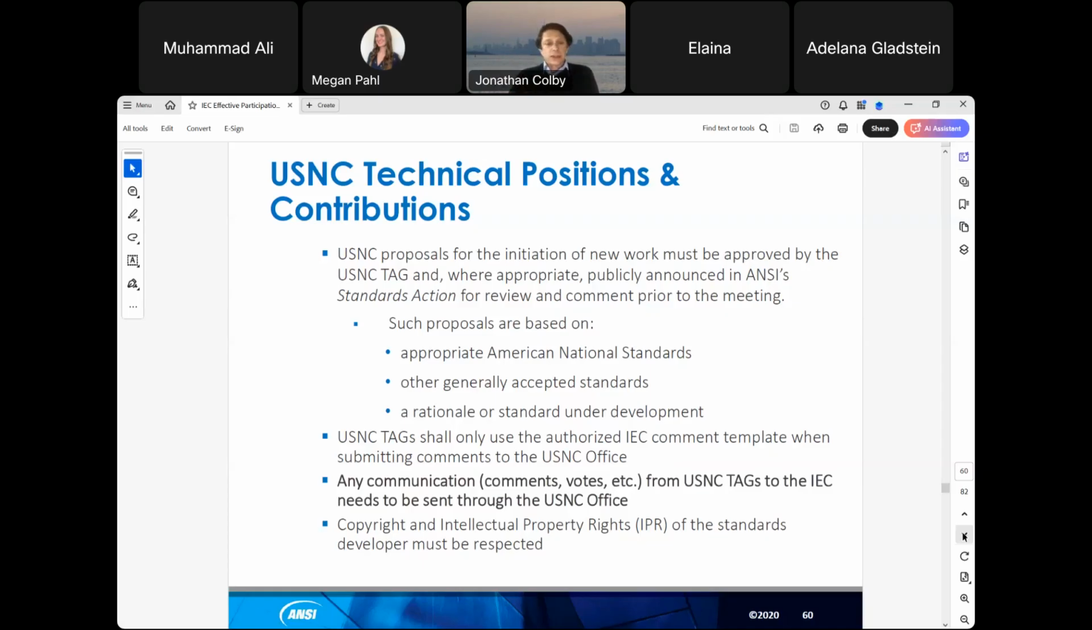All communications, whether it's comments or votes from the TAGs, need to be sent through to the USNC office. Now, again, in the OSD, this will change slightly, but as it is now, paper or PDFs or Word documents that cover comments or have the voting results of a particular TAG must be sent to the USNC office for them to transmit that onward to the IEC. And in the new work item proposal, you also have to note any copyright or intellectual property issues, and those must be respected for any standard that's developed. Next slide, please.